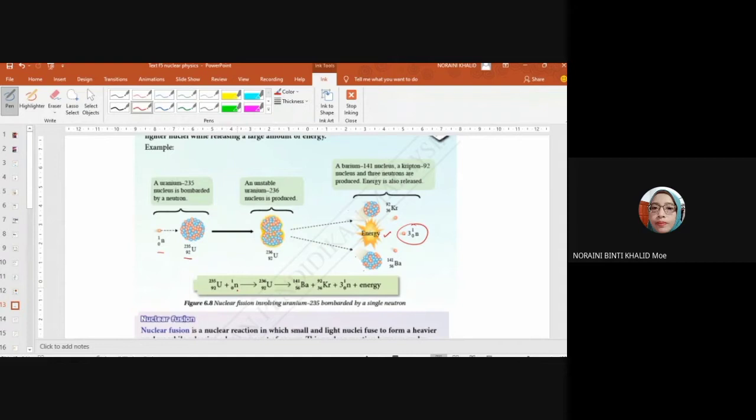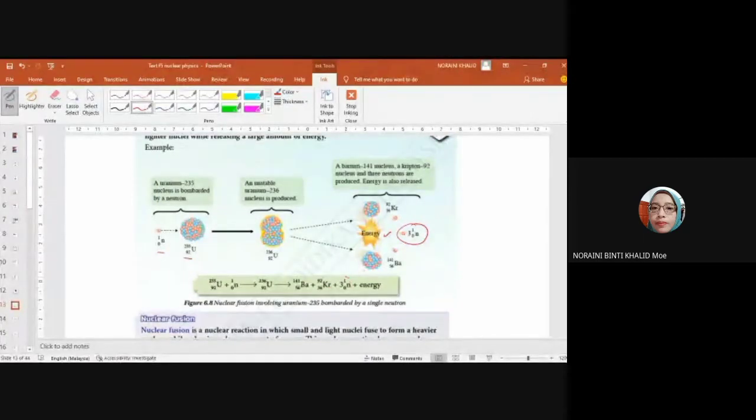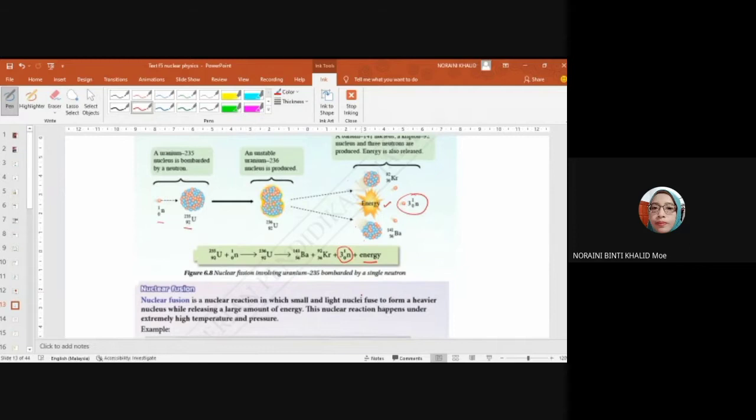Uranium-235 bombarded with a neutron becomes uranium-236, which is unstable, then splits into two lighter nuclei, barium-141 and krypton-92. At the same time, it releases 3 neutrons and nuclear energy. So this is one example of nuclear fission.